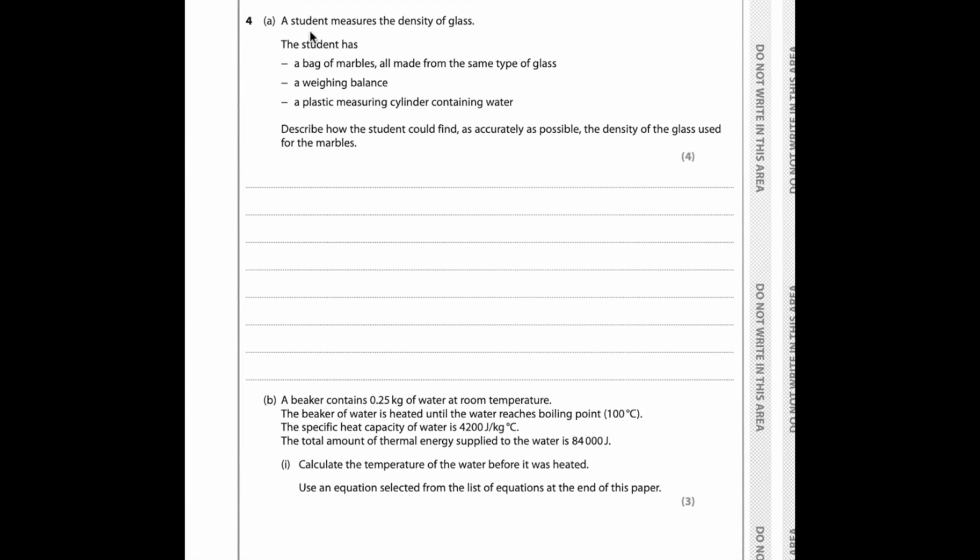Question 4. A student measures the density of glass. The student has a bag of marbles all made from the same type of glass, a weigh and balance, and a plastic measuring cylinder containing water. Describe how the student could find, as accurately as possible, the density of the glass used for the marbles. So as I say to my students, base your explanation on a calculation.